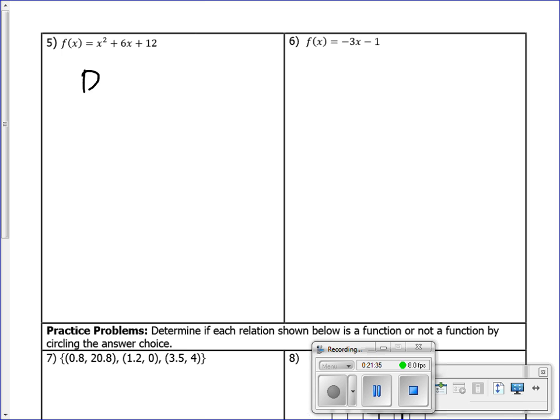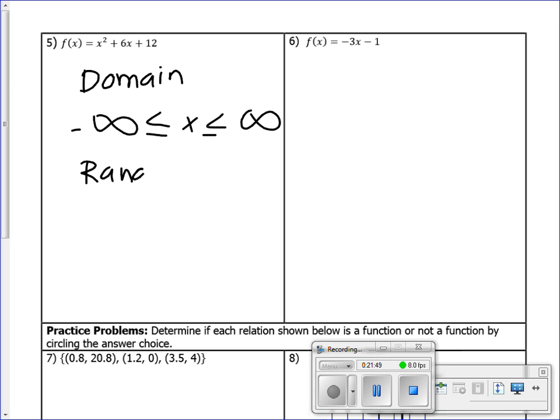So your domain is negative infinity less than or equal to x, which is less than or equal to positive infinity. And your range is y is greater than or equal to 3. Again, we want everything above 3.